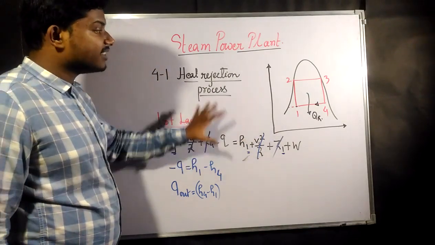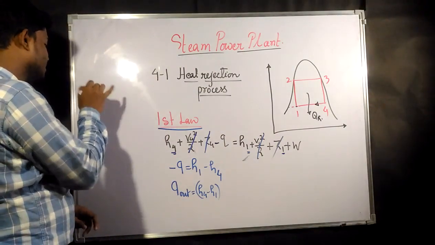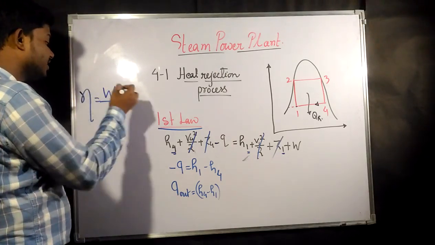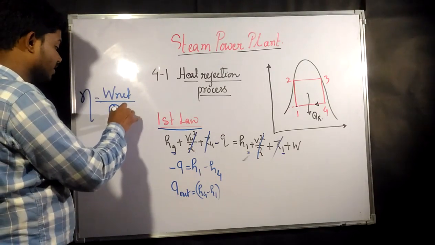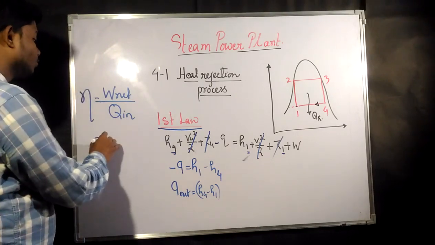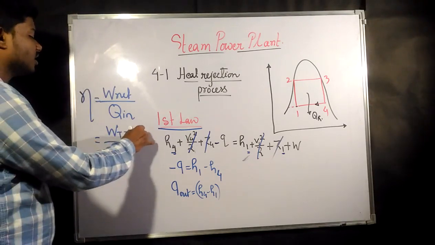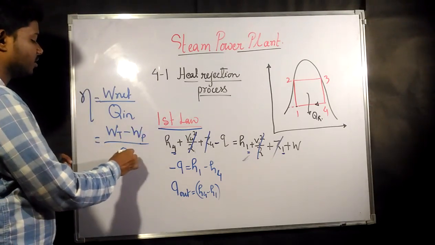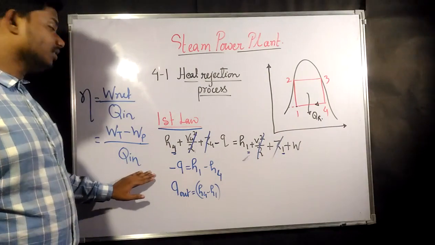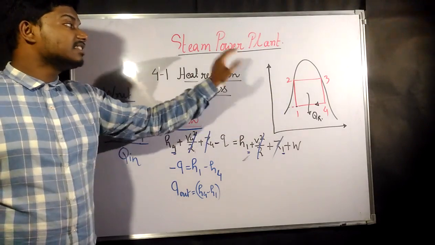After considering all the processes, we have found all the things. Now the remaining thing is the efficiency. Efficiency is nothing but the net work output you are going to get divided by the energy input you are giving. The energy input is nothing but Q in. So W net is the work done by the turbine, which we have found, minus the work done by the pump, which we have also found, divided by Q in. The amount of Q in was also found. If you put all these values here, you can easily find the efficiency for the Carnot steam power plant.